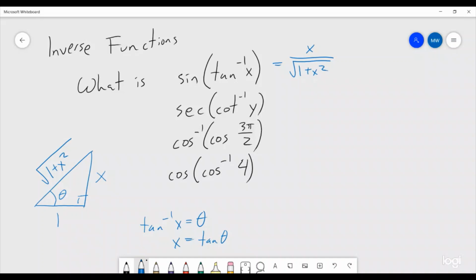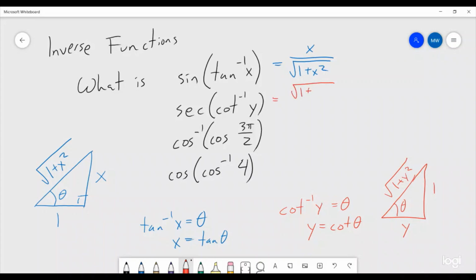We'll do a similar thing if we have secant of inverse cotangent of y. That triangle starts by saying we have inverse cotangent of y equals an angle theta. So y equals cotangent theta. So here we have a triangle. Cotangent is adjacent over opposite, so we have y and 1. This side is going to be the square root of 1 plus y squared. Now that we have that, we need secant. Secant is 1 over cosine. So we have 1 over adjacent over hypotenuse. So that's just hypotenuse over adjacent. So that's going to be the square root of 1 plus y squared divided by y.